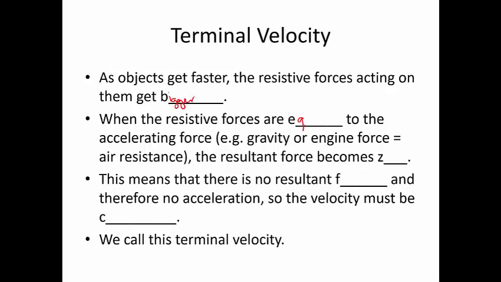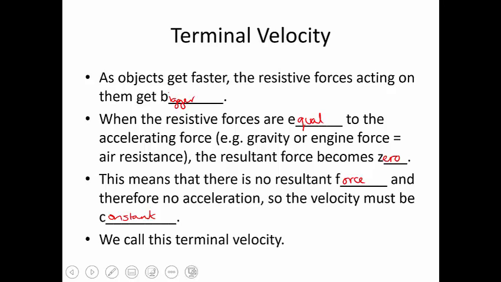When the resistive forces are equal to the accelerating force, e.g. the gravity or engine force equals the air resistance, then the resultant force becomes zero. This means that there is no resultant force and therefore no acceleration, so the velocity must be constant, and we call this the terminal velocity.